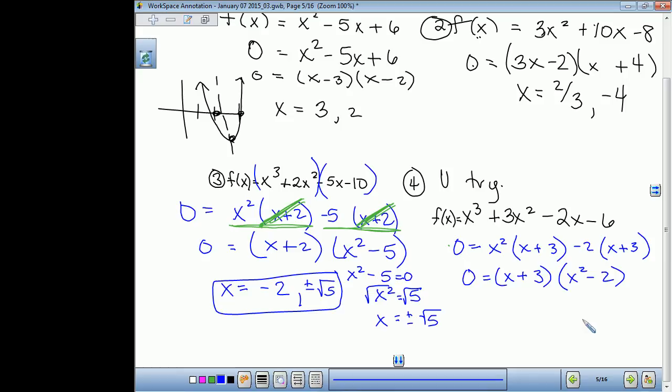Oh, that's right. Yeah. Alright, so this one gives us -3, and this one gives us plus or minus √2. Okay. I did it right. Is there a catch? You did it right. Awesome. Is there a catch? No, it just gets better. Y'all ready for better?